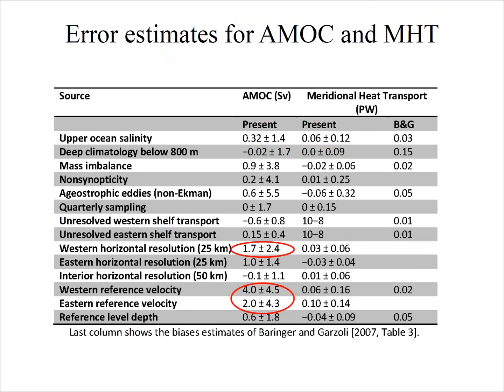So these are all the error estimates. I didn't go through all of them, but you can see that the horizontal resolution and the reference velocities carry the biggest error compared to the other components. And so these are something that we can improve in the methodological sense. Some we can't, like the non-synopticity of the data, mass imbalance, or hydrographic edges, we can't improve on that part, but this probably we can.